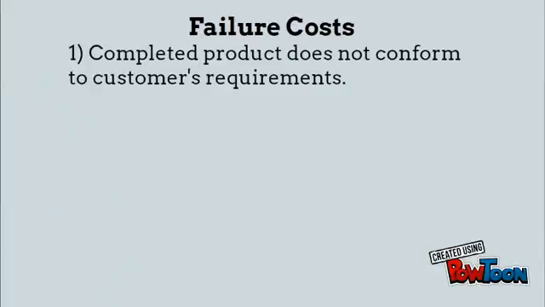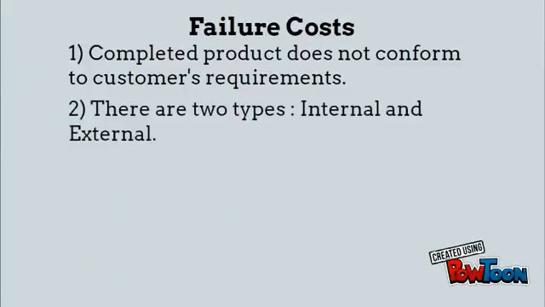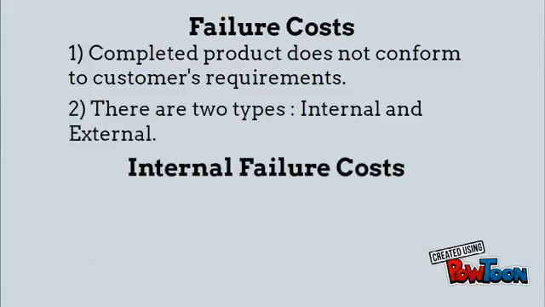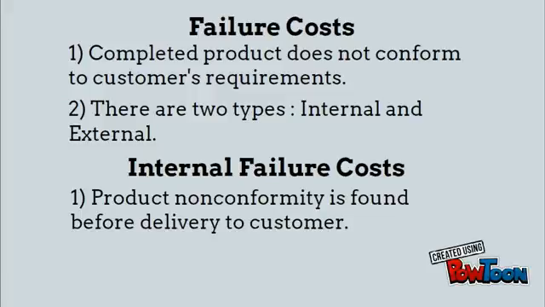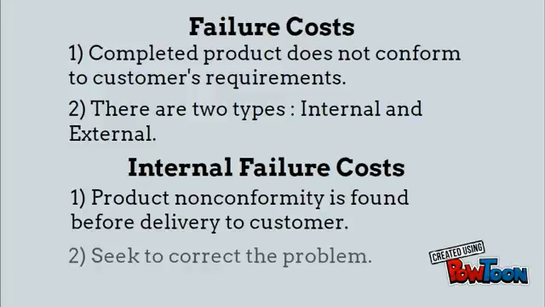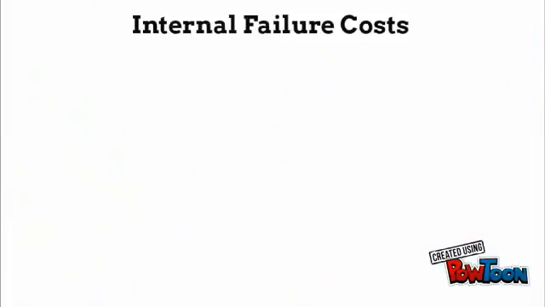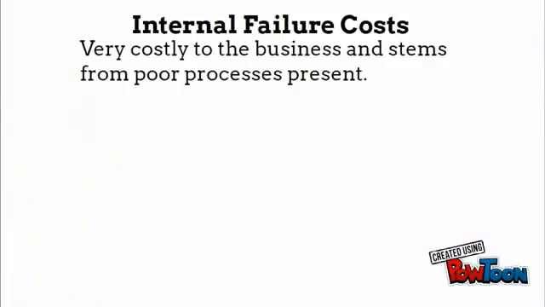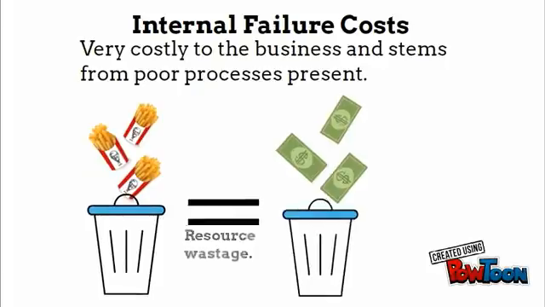Failure costs occur when a completed product or service doesn't conform to the customer's requirements. There are two types of failure costs, which are internal and external. Internal costs are product nonconformities found before the product is delivered to the customer, and they are usually associated with correcting the situation. This internal failure cost will cost KFC in terms of resources, as new fries are now required to replace the burnt discarded ones.